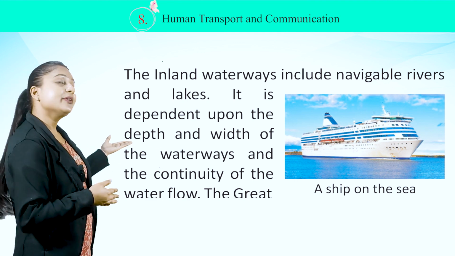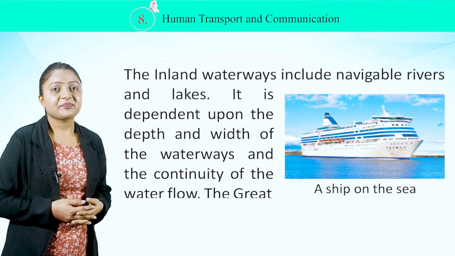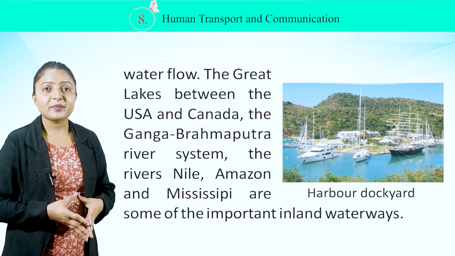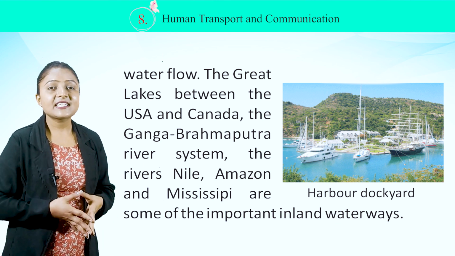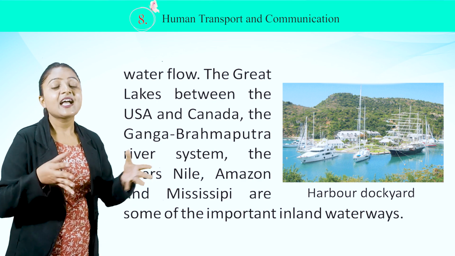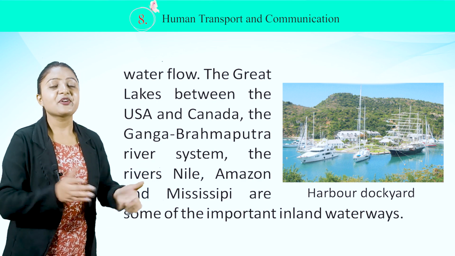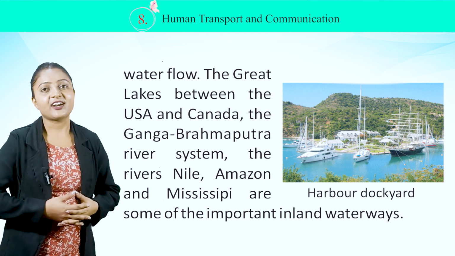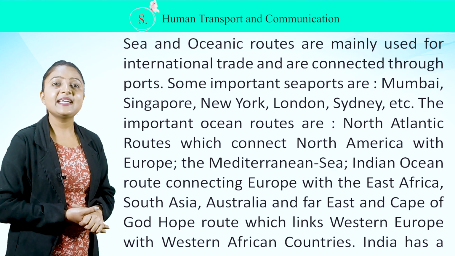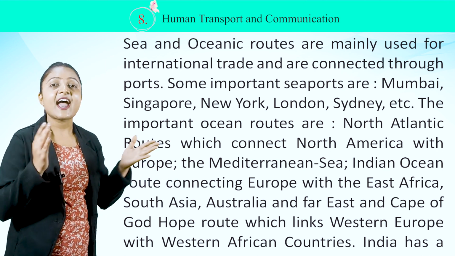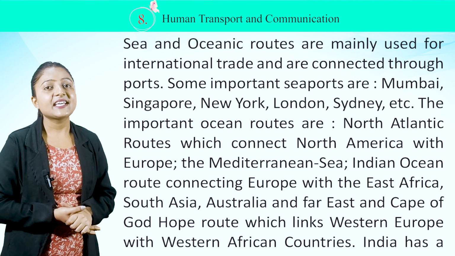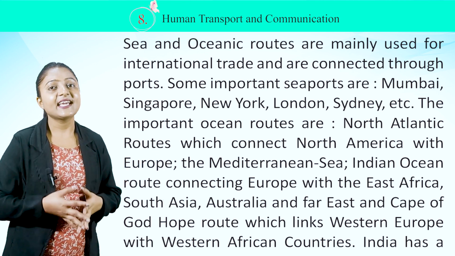In this picture, you can see a ship on the sea. The Great Lakes between the USA and Canada, the Ganga-Brahmaputra river system, the rivers Nile, Amazon and Mississippi are some of the important inland waterways. In this image, you can see harbor dockyard. Sea and oceanic routes are mainly used for international trade and are connected through ports. Some important seaports are Mumbai, Singapore, New York, London, Sydney, etc.